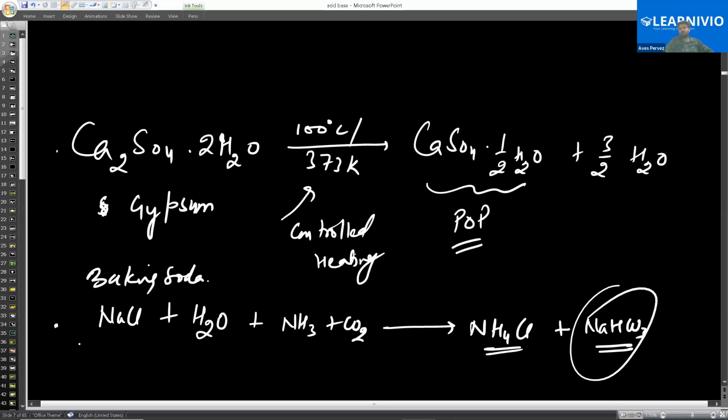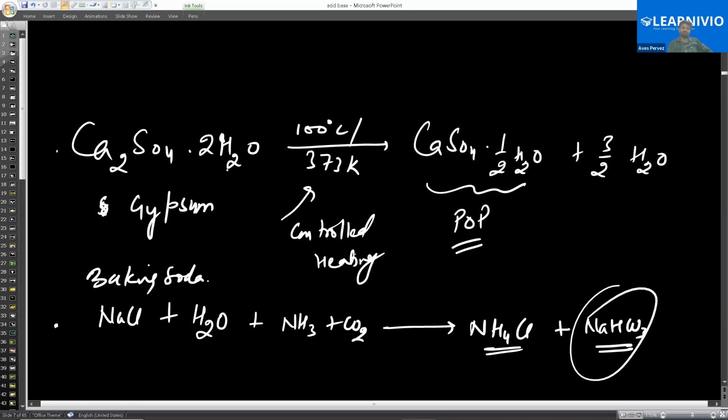Alvina, can you tell me what would happen if uncontrolled heating is done during the formation of POP? It would result in dead burnt plaster. And what is dead burnt plaster? Calcium carbonate. Calcium sulfate only, not carbonate.